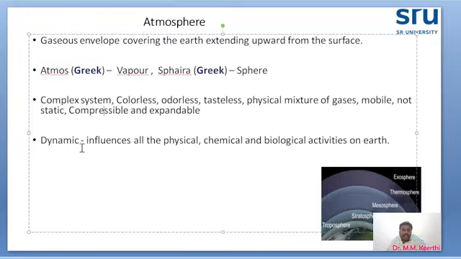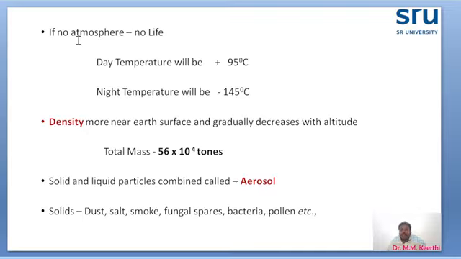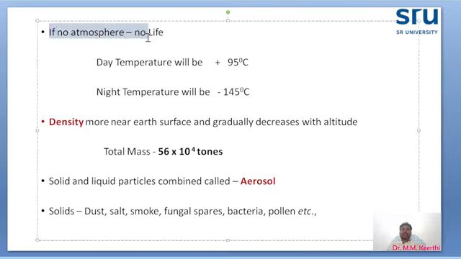It is dynamic. How? Because of the atmosphere, it influences the physical, chemical and biological activities of the Earth. Whatever biological, chemical and physical activities are occurring, everything is based on the presence of the gases. Imagine there is no atmosphere, which means no life. What will happen if there is no atmosphere? The daytime temperature will reach up to 95 degrees Celsius, and the nighttime temperature will reach down to minus 145 degrees Celsius.